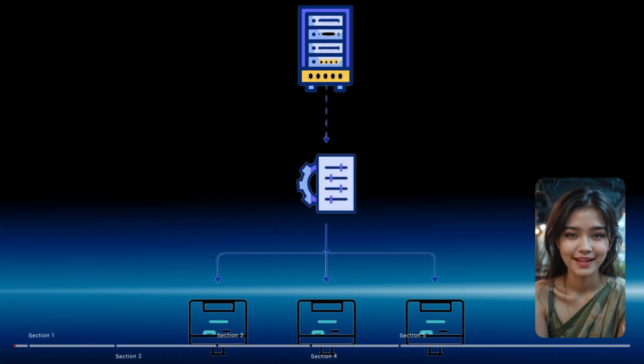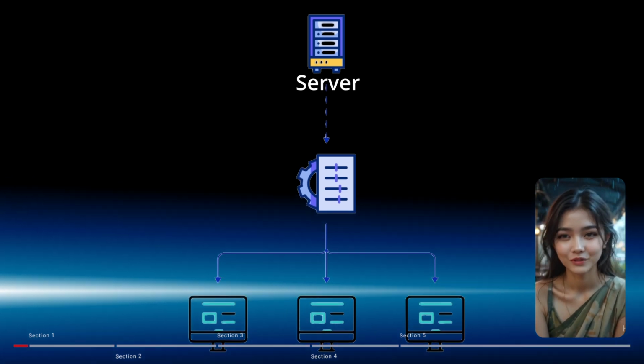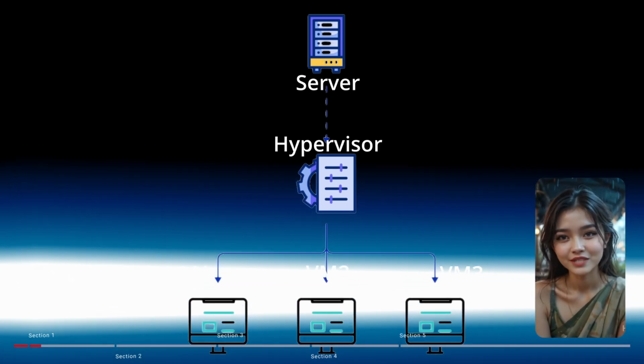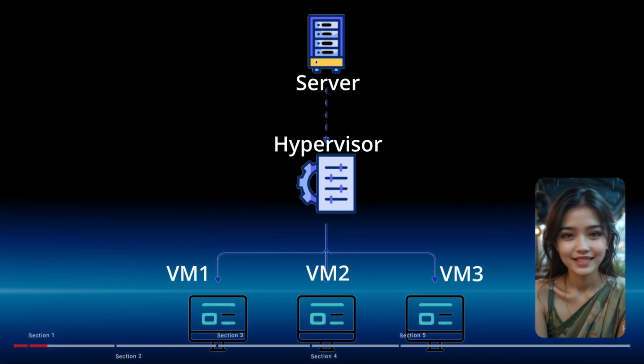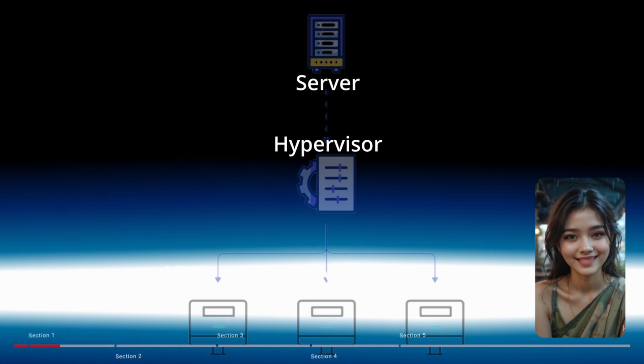Section 1, Definition and Concept. Let's start with the basics. Imagine you've got one powerful server. With virtual machines, we install a hypervisor, which creates multiple virtual machines. Each VM has its own operating system, applications, and dependencies.